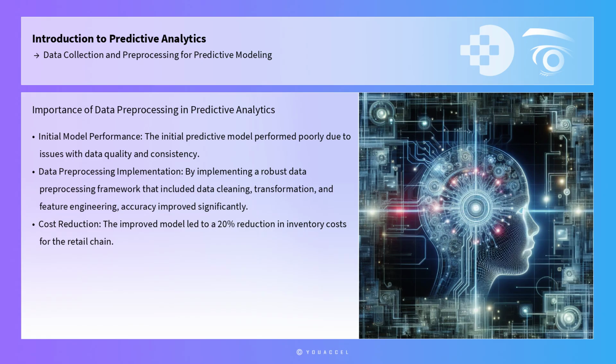The company collected data from various sources, including sales transactions, supplier information, and economic indicators. However, the initial predictive model performed poorly due to issues with data quality and consistency. By implementing a robust data preprocessing framework that included data cleaning, transformation, and feature engineering, the company was able to significantly improve the model's accuracy, leading to a 20% reduction in inventory costs.